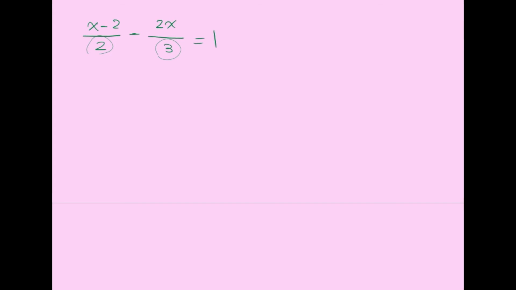Okay, so therefore I have to multiply 6, which is common denominator between these two, to the first term, x minus 2 over 2, and then 6 should be multiplied in second term, 2x over 3, and also 6 should be multiplied by 1 as well. Or let me just use bracket.